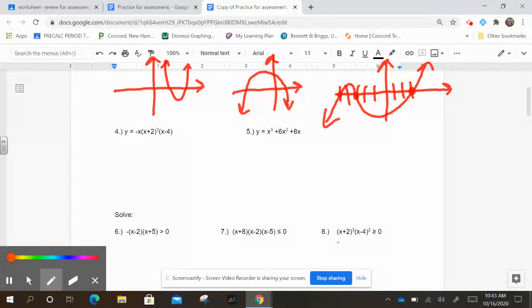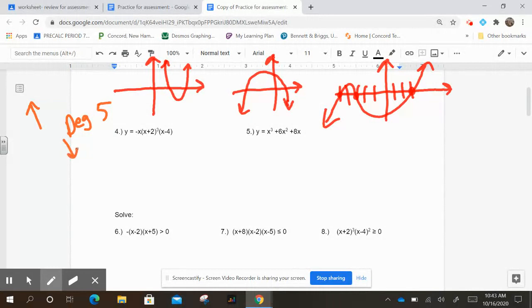All right, number 4. So this is of degree 4, 5. The leading coefficient is negative, so the end behavior is going to look like this. Okay, so I'm going to have a 0 at 0, 1 at 4, and 1 at -2. At -2, it's going to flatten out, down through, like so.